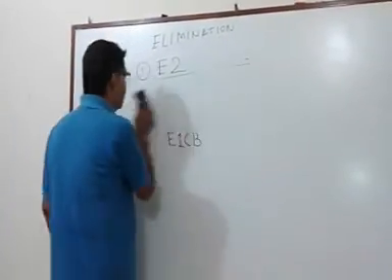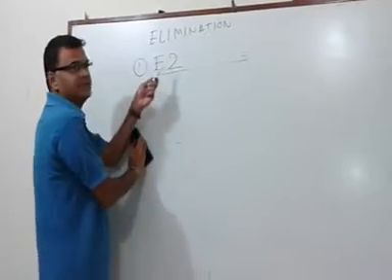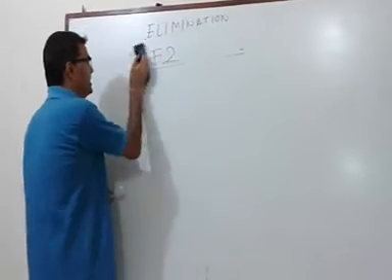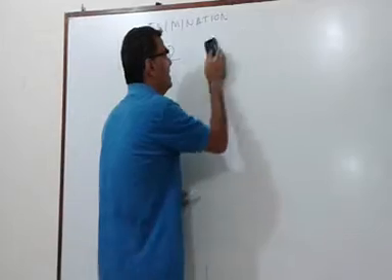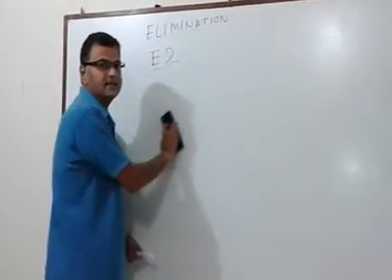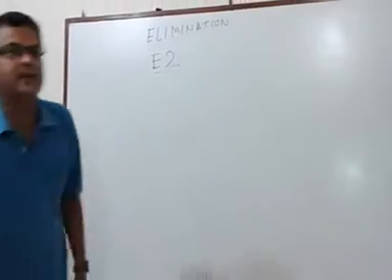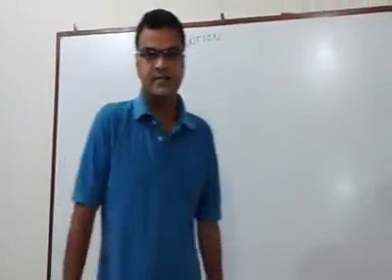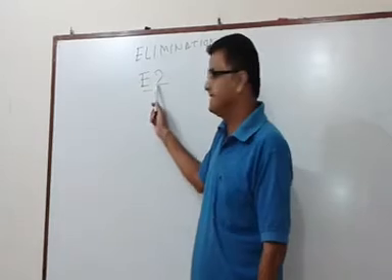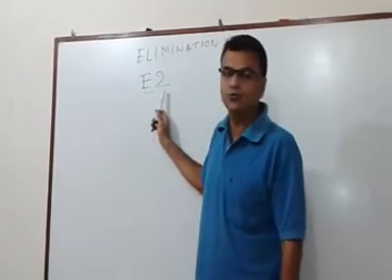The E2 mechanism stands for elimination second order. It is just like the SN2 mechanism. It is a one-step process, and the rate of the reaction depends upon the concentration of two species, and that is why it is E2.